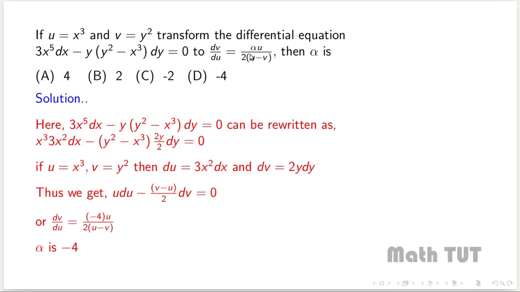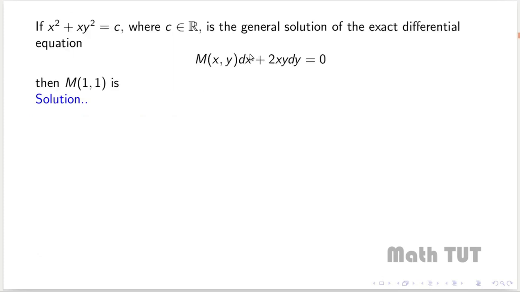So now we go to the next question. If x square plus xy square is equal to c, where c is a real number, is a general solution of the exact differential equation m dx plus 2xy dy equal to 0, then we have to determine the value of m at (1, 1).